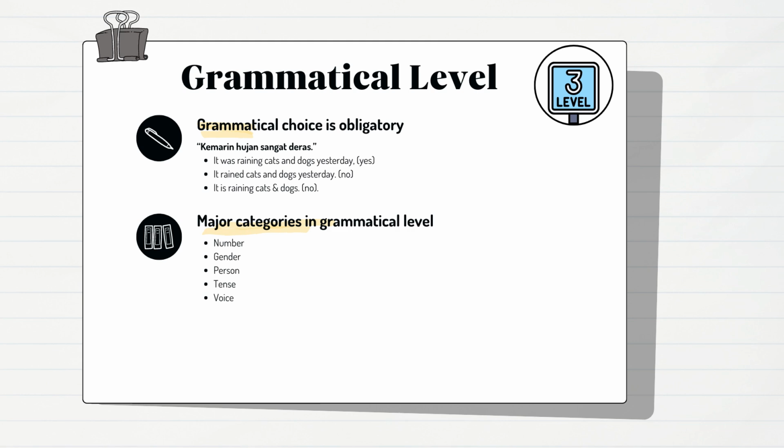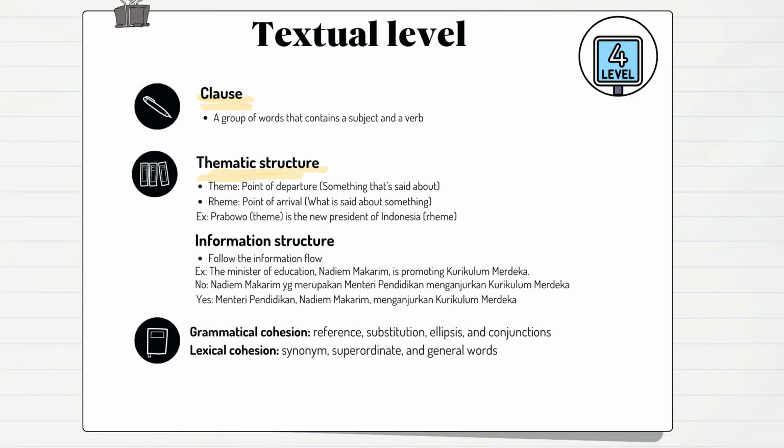Let's now talk about textual equivalence. In textual equivalence, we need to understand the definition of a clause. A clause is defined as a group of words that contains a subject and a verb. In textual equivalence, the clause is the main message that can be analyzed in terms of 2 types of structure: thematic and information structures. Thematic structure deals with the interaction between theme and rheme.